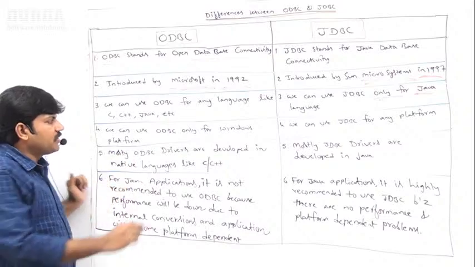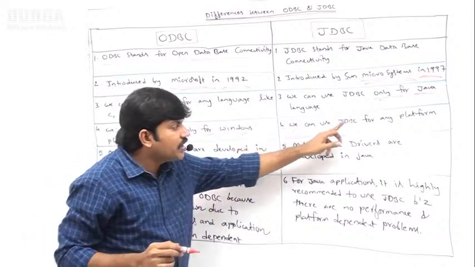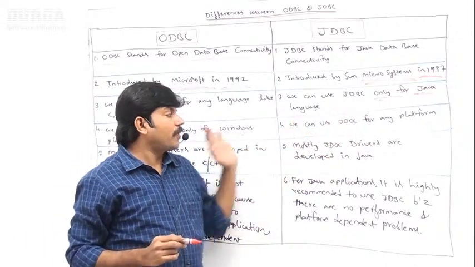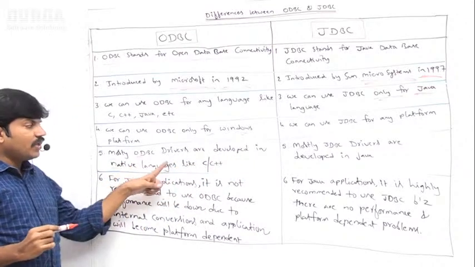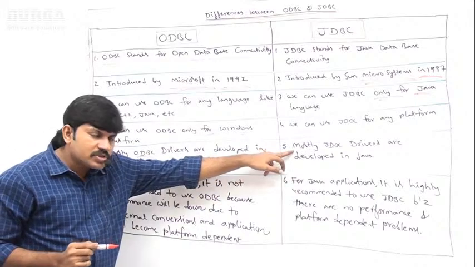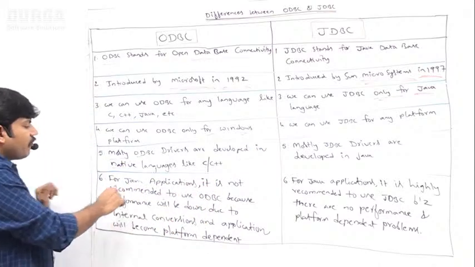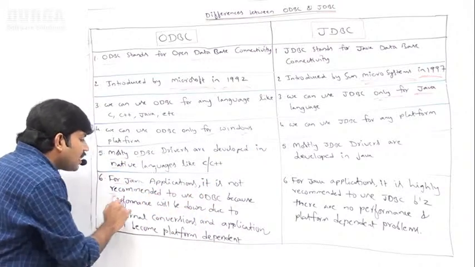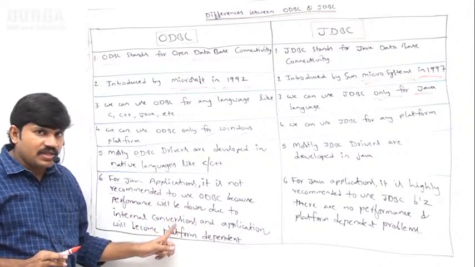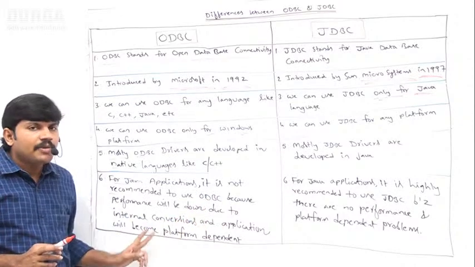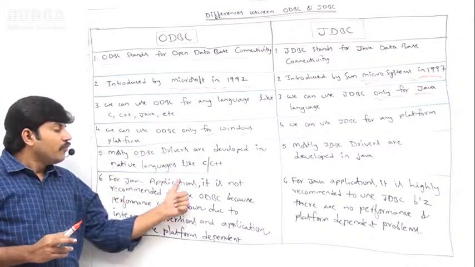We can use ODBC only for Windows machines, only for the Windows platform, but we can use JDBC for any platform, no problem at all, sir. Mostly ODBC drivers are developed in native languages like C or C++, but most of the time JDBC drivers are developed in Java. For Java applications, it is not recommended to use ODBC because of performance degradation, internal conversions, and the application will become platform dependent. The application will run only on Windows machines.